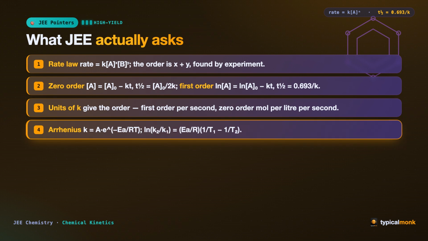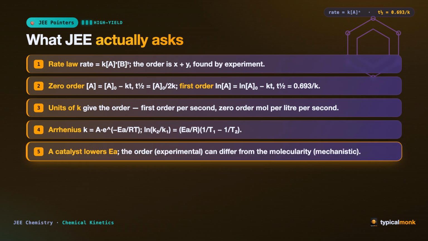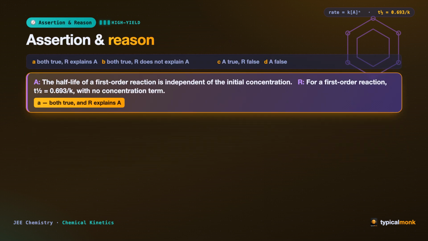4. Arrhenius: k equals A e to the power minus Ea over RT, and ln of k2 over k1 equals Ea over R, times bracket 1 over T1 minus 1 over T2. And 5. A catalyst lowers the activation energy, and the order, which is experimental, can differ from the molecularity, which is mechanistic. Now an assertion and reason drill.